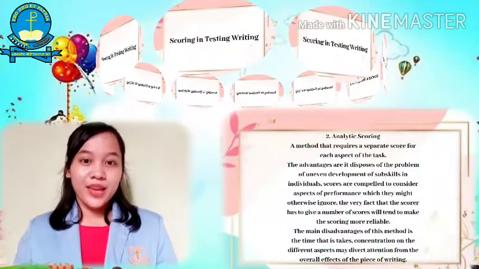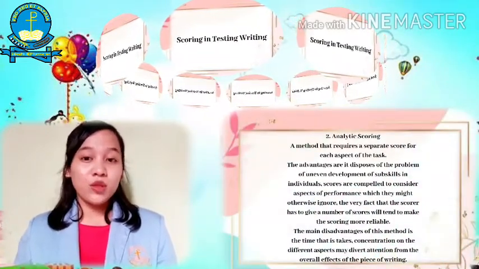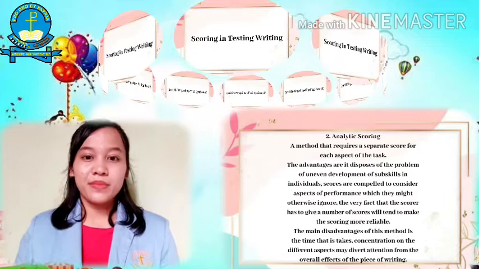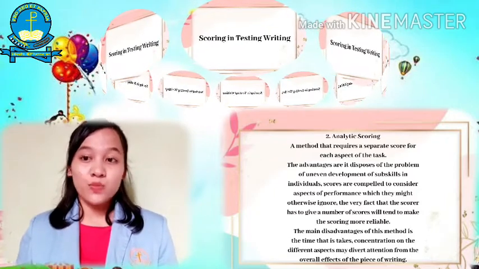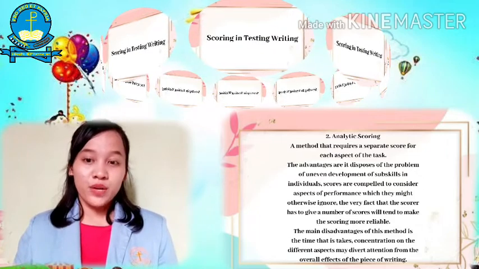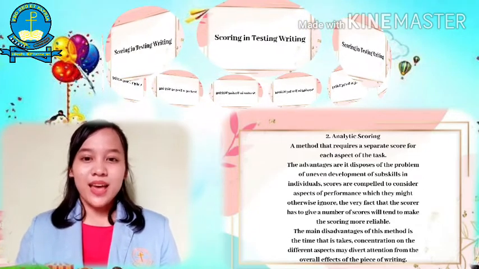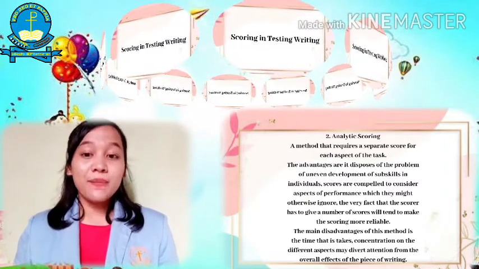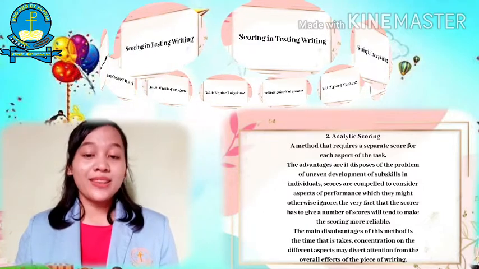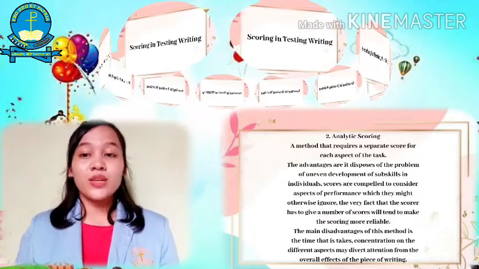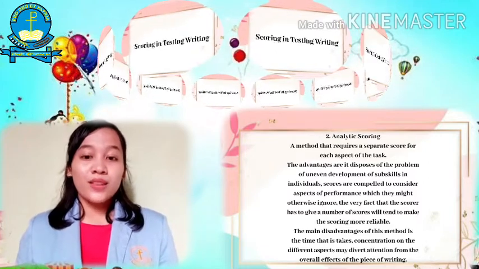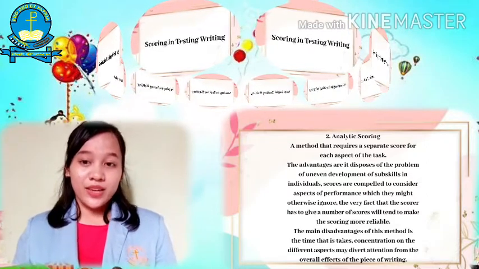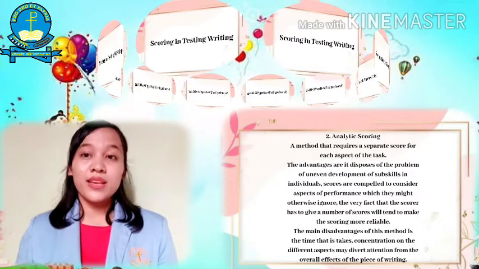Analytic scoring. Analytic scoring is a method that requires a separate score for each aspect of the task. The advantages are it disposes of the problem of uneven development of sub-skills in individuals. Scorers are compelled to consider aspects of performance which they might otherwise ignore. The very fact that the scorer has to give a number of scores will tend to make the scoring more reliable. The main disadvantage of this method is the time that it takes.